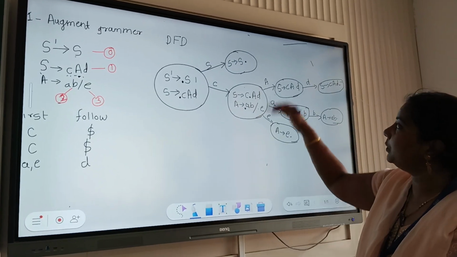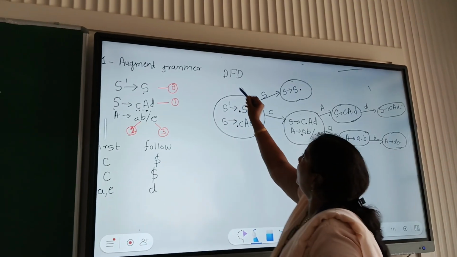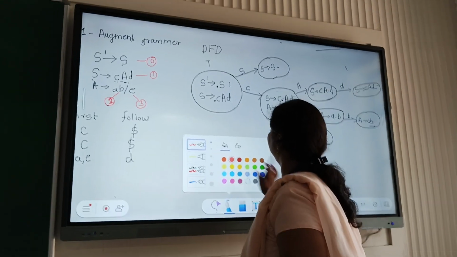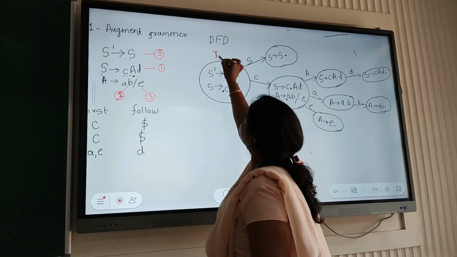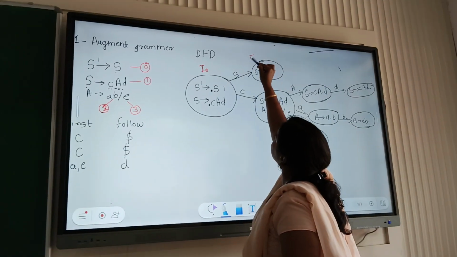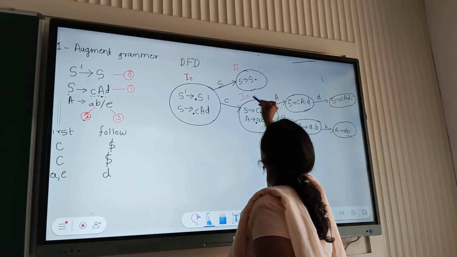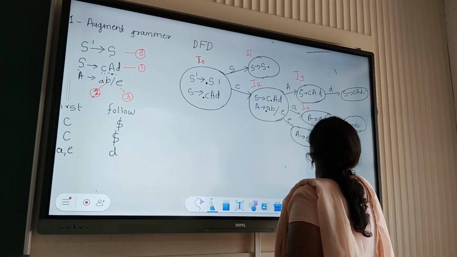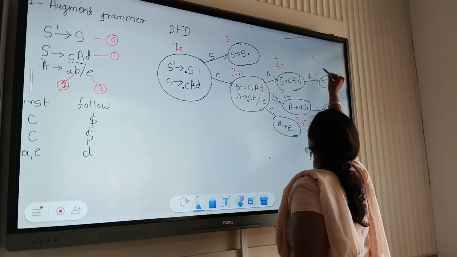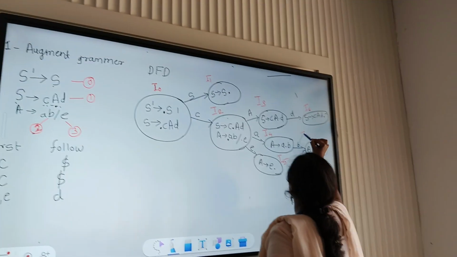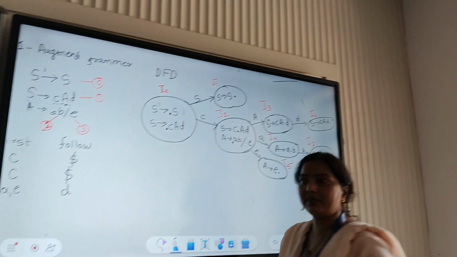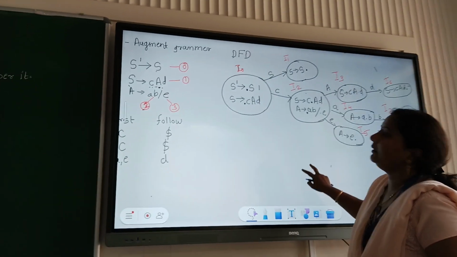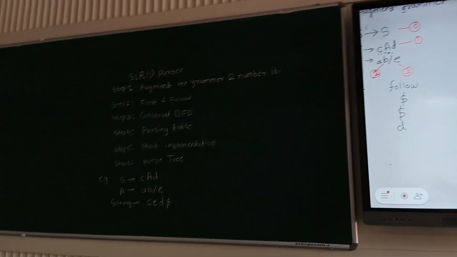They give the number from I0. So this one is I0. This one is I1, I2, I3, I4, I5, I6 and I7. These 7 combinations are there. Then next one, make the parsing table.